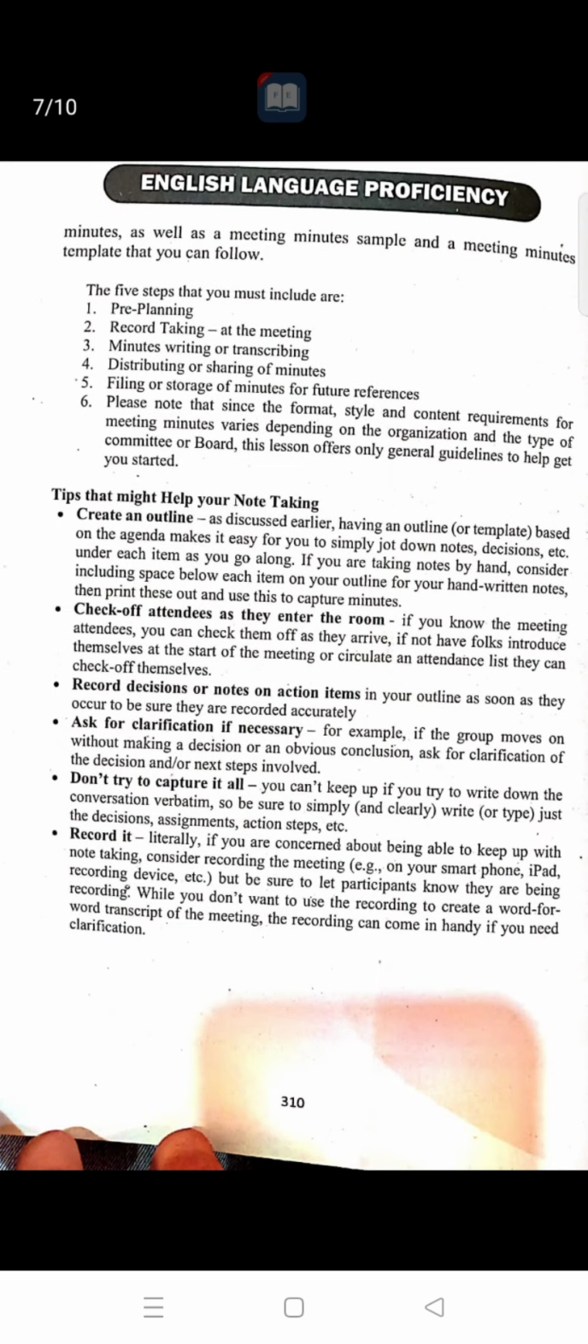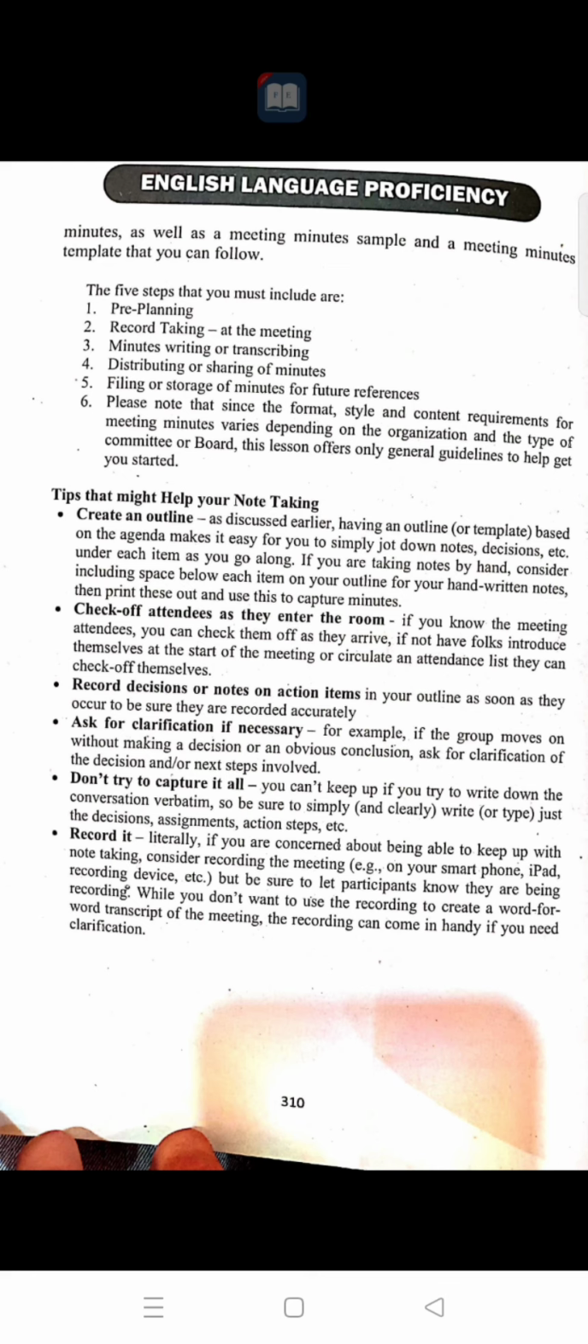Now, there are 5 steps that you must include. We have the pre-planning, the record-taking, minutes writing, distributing, filing and storage of minutes, and of course, on these steps, you have to note that the format, style, and content requirements for minutes of meeting varies depending on the organization and type of committee or board.